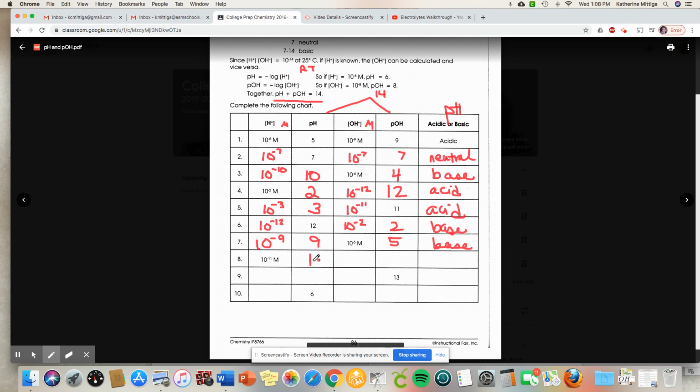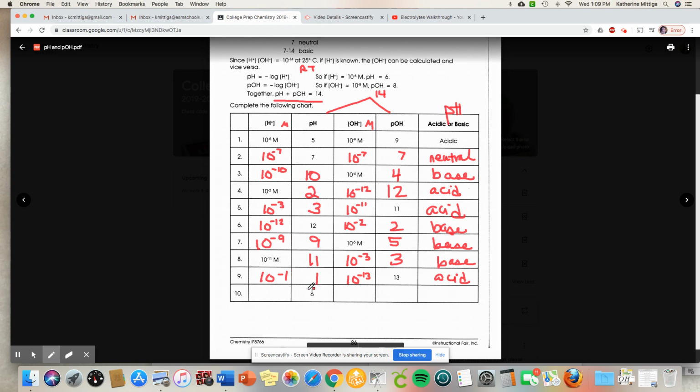10 to the minus 11 means our pH is 11. pH of 11 means you're a base. Excuse me. pH of 11 plus blank gives me 14. So it's 3. Which means our pOH is 3 and our OH minus concentration is 10 to the minus 3. If this is a 13, this has to be 10 to the minus 13. If this is 13, 13 plus X gives me 14. It's going to be a 1. If I know it's pH of 1, that's definitely an acid. pH of 1 means the H plus concentration is 10 to the minus 1.